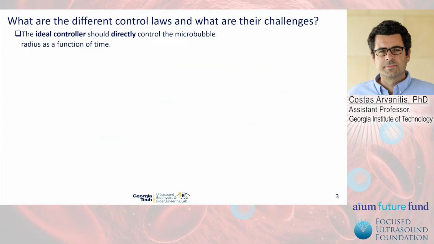So with the goal of the control defined, we can now turn our attention to the different control laws. Before we consider more realistic implementation, it's best to define the ideal controller. And the ideal controller should directly control the microbubble radius as a function of time.